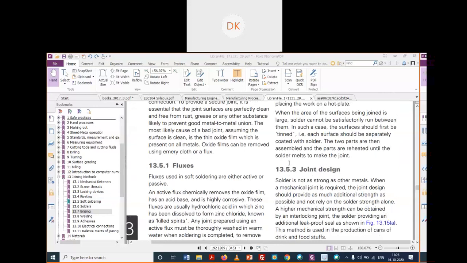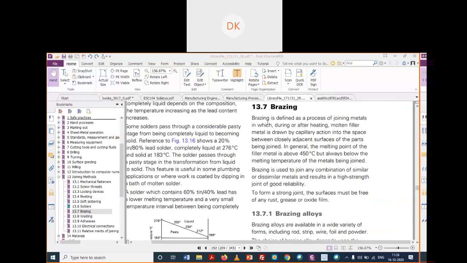So this is brazing. Brazing is a process of joining materials during or after heating. The molten filler material is drawn by capillary action into the space between closely adjacent surfaces of the parts being joined. Whatever filler material has been used, that has been used to join the material. And what is the difference? The main difference is that it doesn't melt the base material which is to be joined. So the temperature is less.